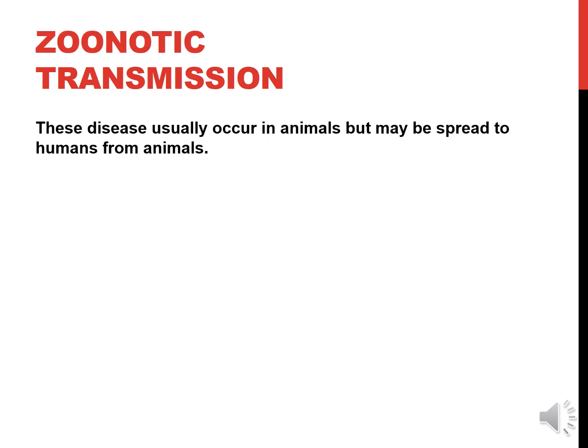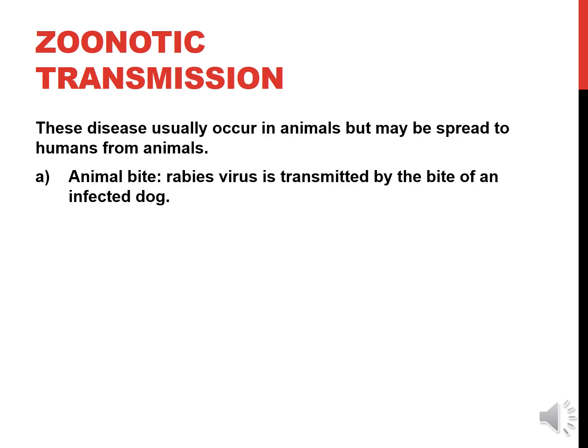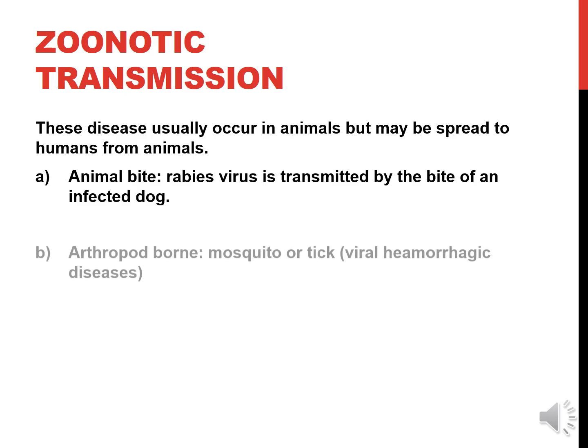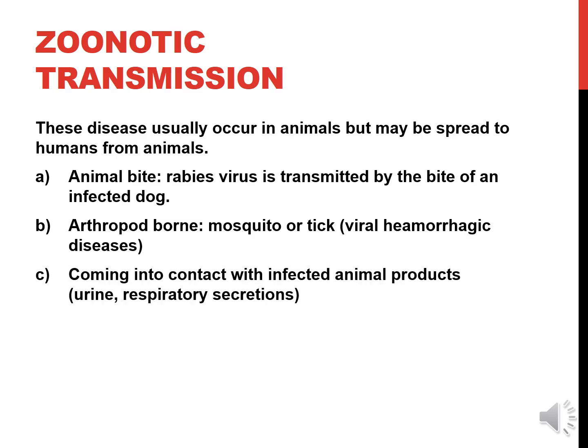So these diseases usually occur in animals but can spread to human beings from animals. So these are called zoonotic infections. So you should understand that animals spread this infection to human beings. It may be by animal bites, for example, rabies virus transmitted by the bite of an infected dog. Arthropod-borne, like mosquito or tick. An example is viral hemorrhagic fever. I think I just explained viral hemorrhagic fever in detail. You can go through the link and get more details about it. Also by coming into contact with infected animal products like urine and respiratory secretions of animals.